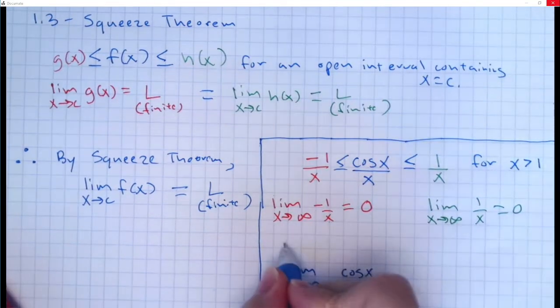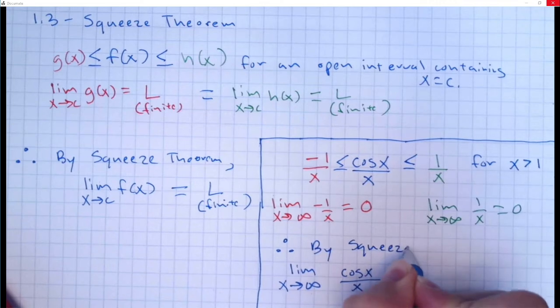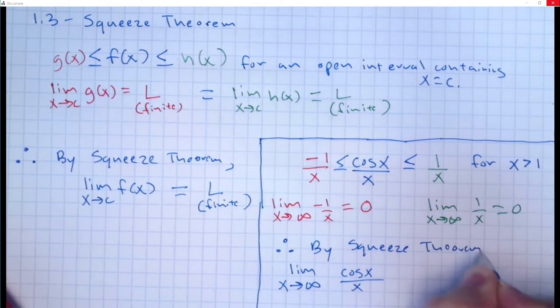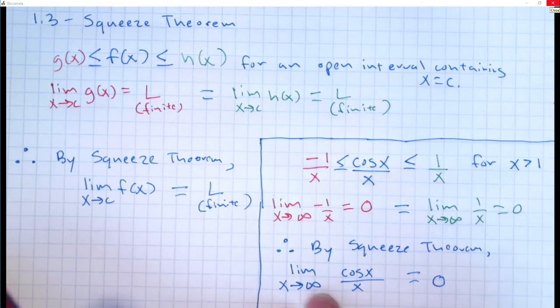So you'd have enough to say, therefore by squeeze theorem, this would also have to be 0, because again, these are equal. Came out to a finite number, so too would this one have to be equal to 0 by squeeze theorem.